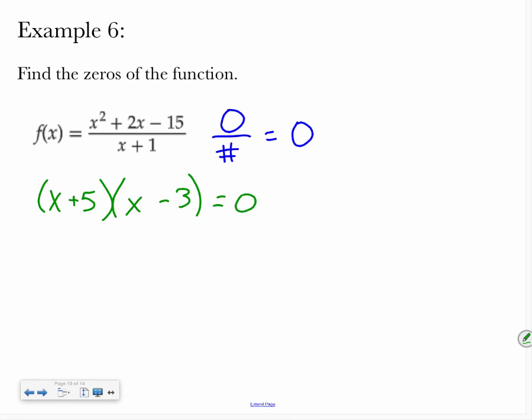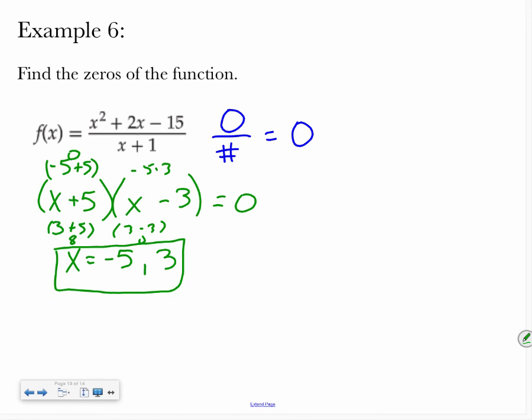What numbers would make this equal 0 in the top? If I plug a negative 5 in, I have negative 5 plus 5. That's a 0. 0 times, if we did negative 5 minus 3, that's negative 8. But negative 8 times 0 is still 0, so that one works. And then if I plug in a positive 3, I have 3 plus 5, so that's 8, times 3 minus 3, which is 0, so 8 times 0 is 0. We know that one works too.